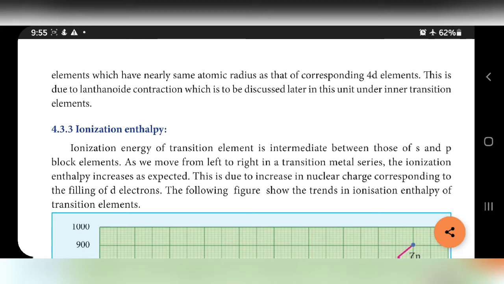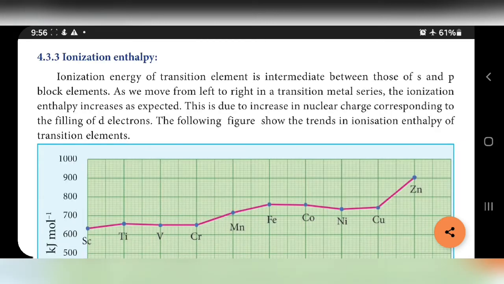Next topic, ionization energy. This is also something you already learned in your lower classes. Ionization energy is the energy required to remove one electron from an isolated gaseous atom. Required energy for removing one electron, that is called ionization energy.